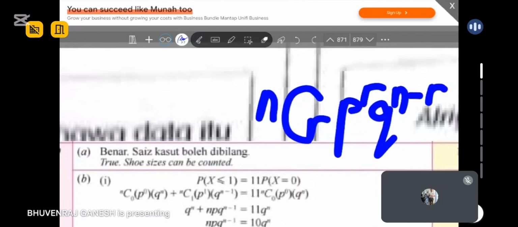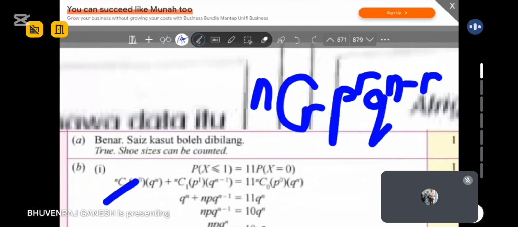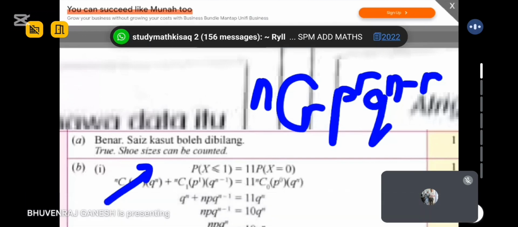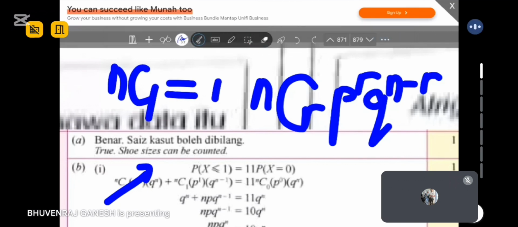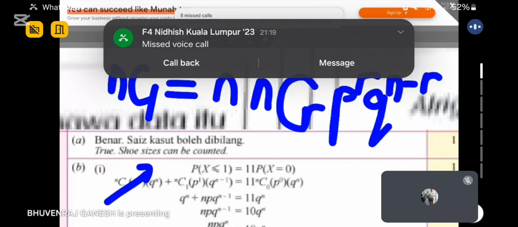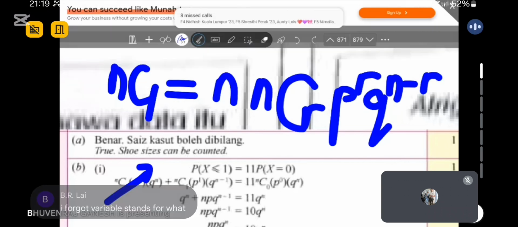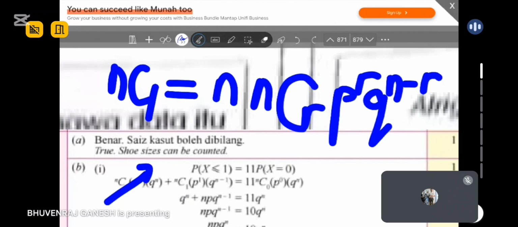Okay, then kamu simplify. Okay guys, nC0 sama dengan 1. So kamu boleh potong. Just cancel it out. Okay, and then nC1 is equal to n. Kamu tekan calculator, kamu faham. You just press 5C1, you will get 5. You press 4C1, you will get 4. Okay, like that only. All right.